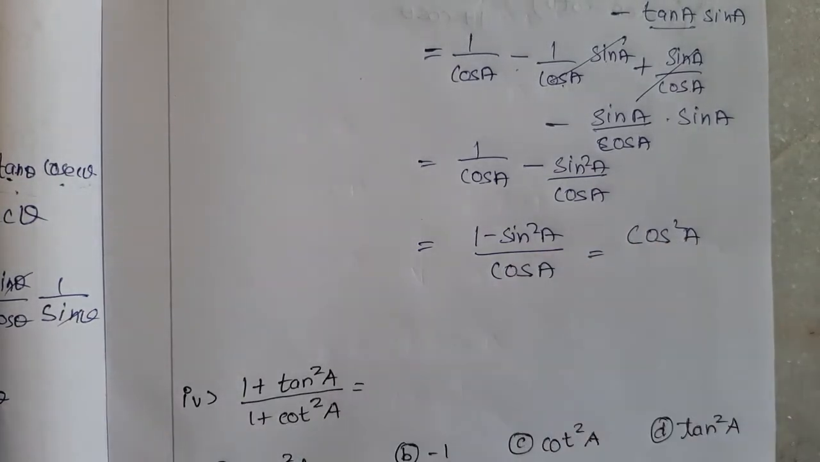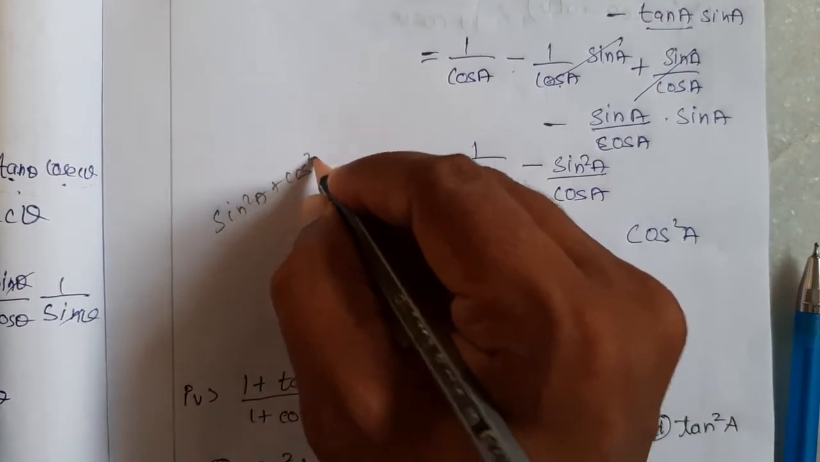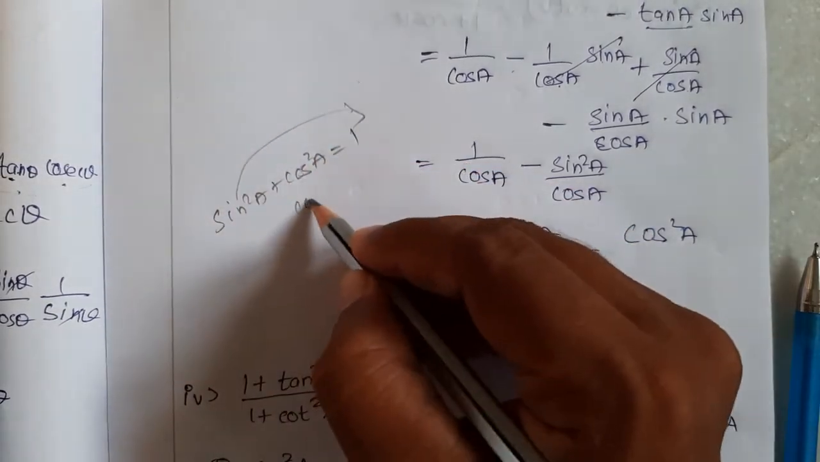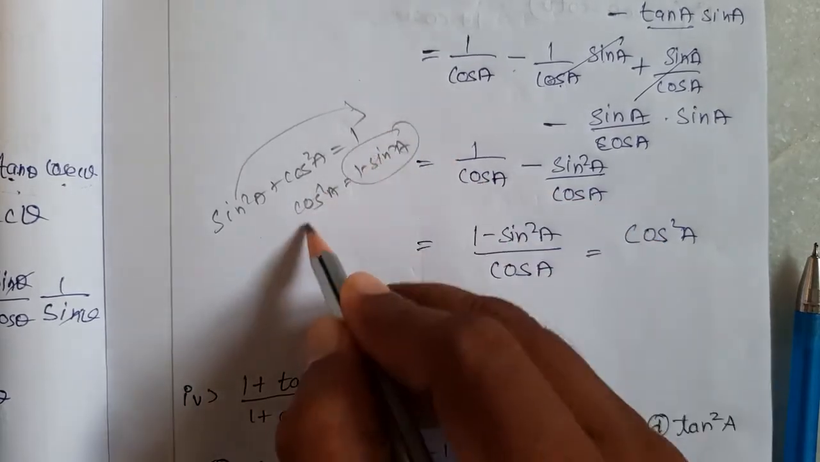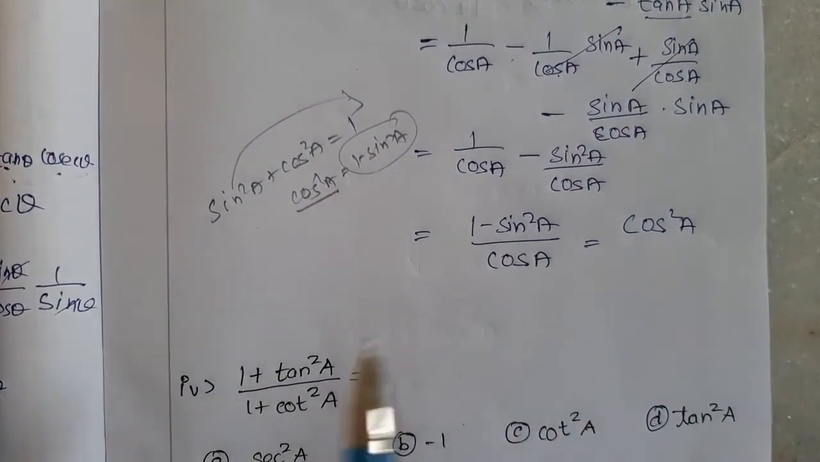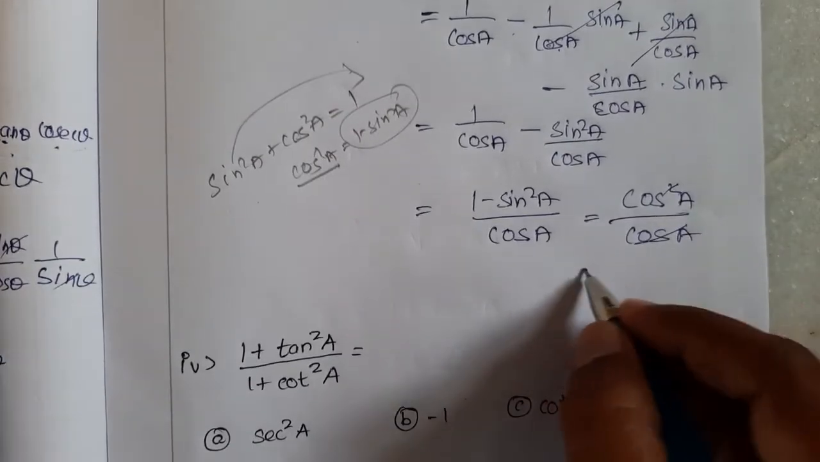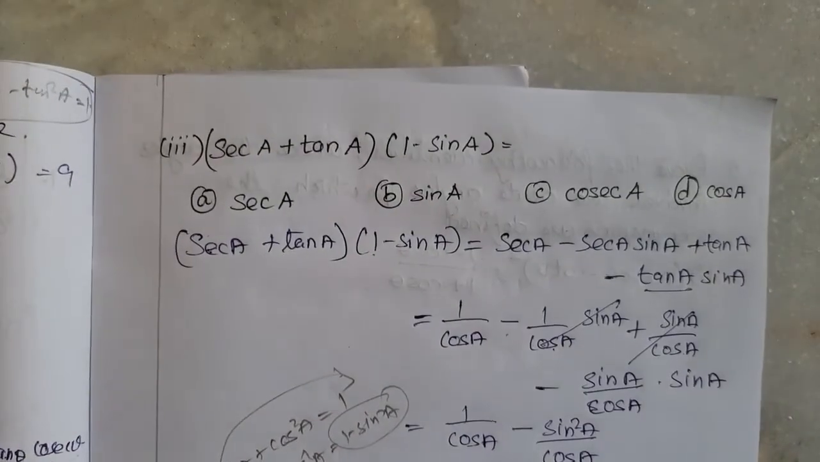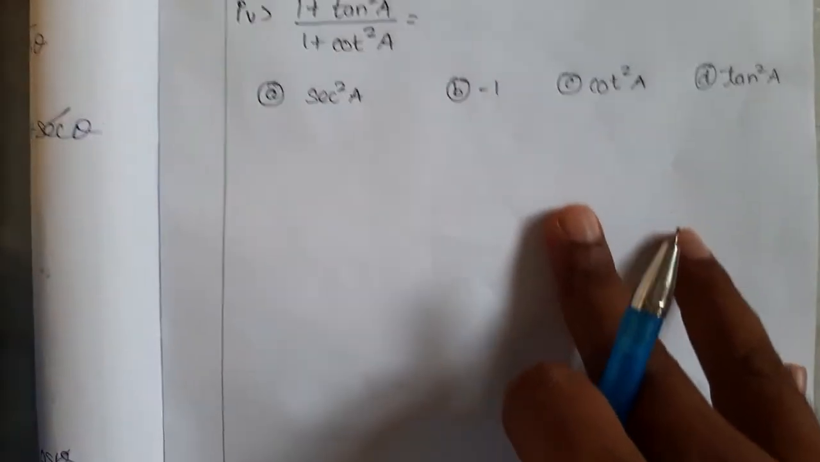This is from identities. I can show you here: sin square A plus cos square A is equal to 1. So we need 1 minus sin square A. If you bring it to the other side, cos square A is equal to 1 minus sin square A, right? So 1 minus sin square A we can represent as cos square A, and since the denominator cos A gets cancelled, the balance is cos A. So our option is D, cos A. So we'll go for the next problem.